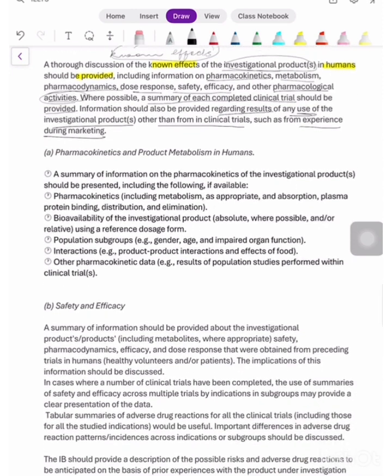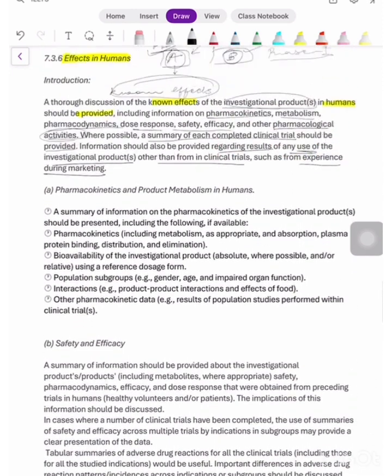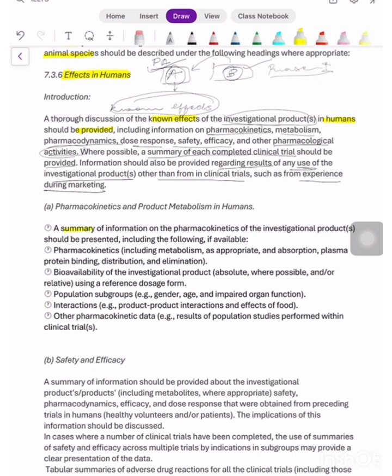So that should also be included in the summary. Now, what should be included in pharmacokinetics and product metabolism in humans? A summary of information on the pharmacokinetics of the investigational product should be presented, including the following if available. Pharmacokinetics, including metabolism as appropriate, and absorption, plasma protein binding, distribution, and elimination. So basically we have studied in pharmacology about ADME, right? Then comes the bioavailability of the investigational product, absolute where possible and/or relative using a reference dosage form. How much is the bioavailability of the drug under study?